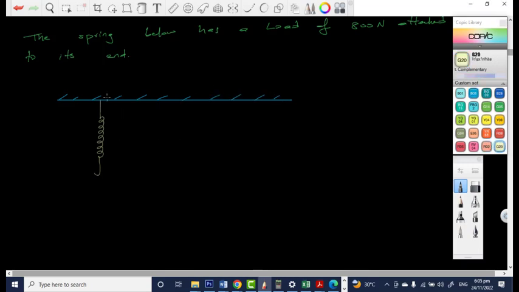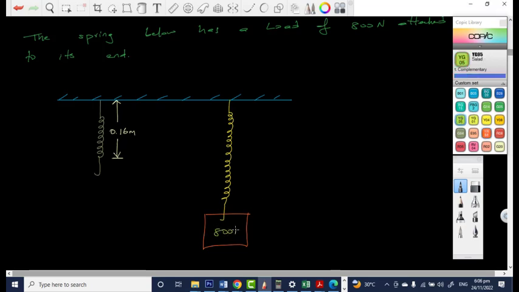Now let's say when the spring is like this, its length is 0.16 meters. Doesn't really matter, but let's say 0.16 meters. All right. Now let's say we attach the 800 newton load. So this is the spring now, like so. And this is the 800 newton load. This we say is 800 newtons.